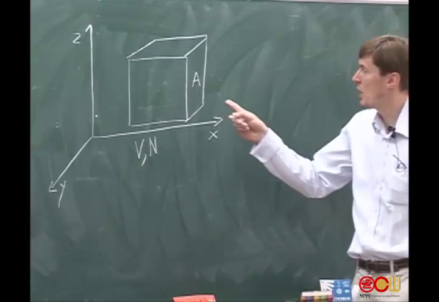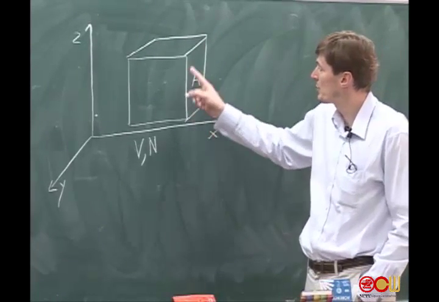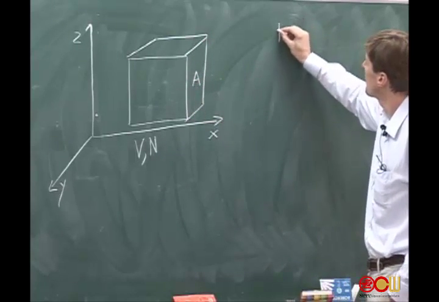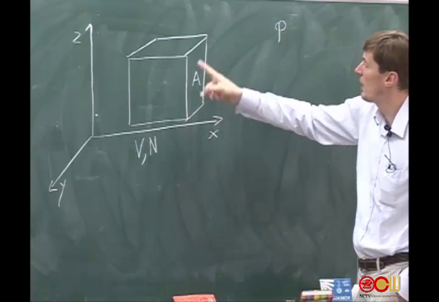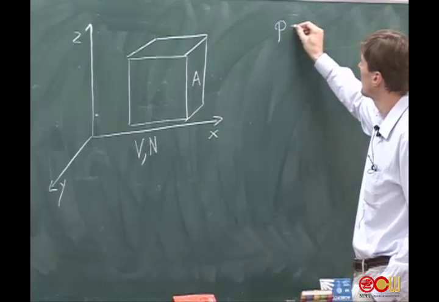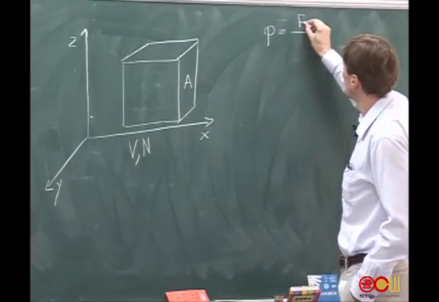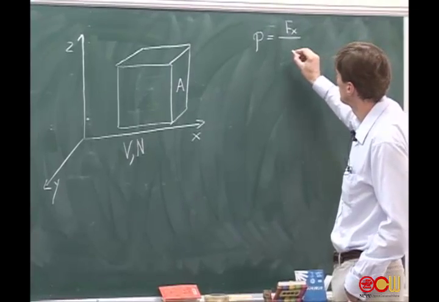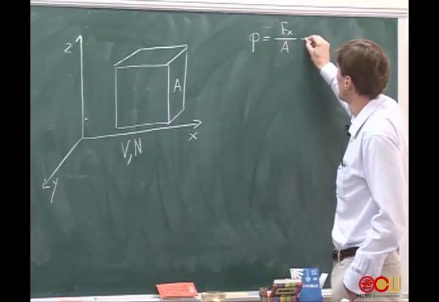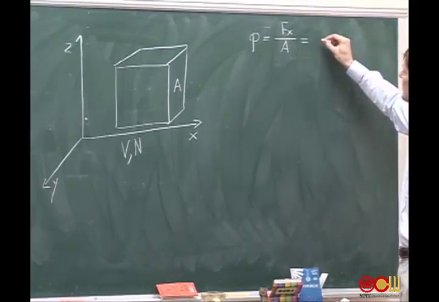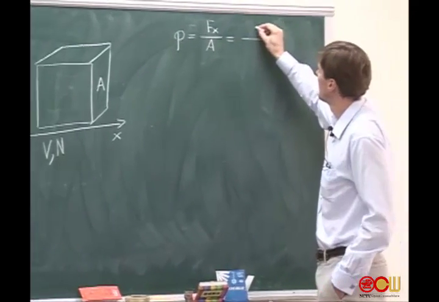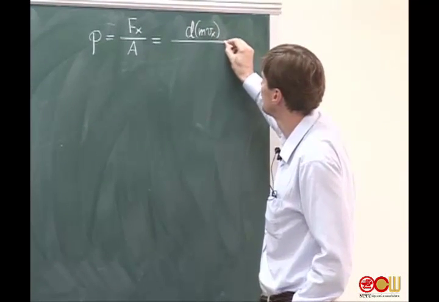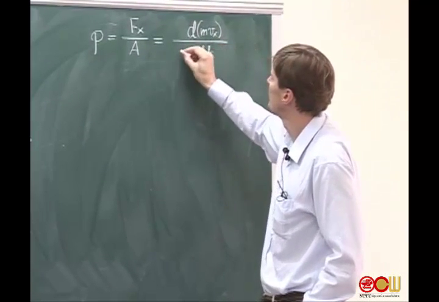Good. From this one, I see that the force perpendicular, or maybe it starts again, pressure on the wall A, so pressure in this direction, would be the force in the direction x, that's the perpendicular one, divided by the surface, which would be nothing else like dmvx over dt divided by A.